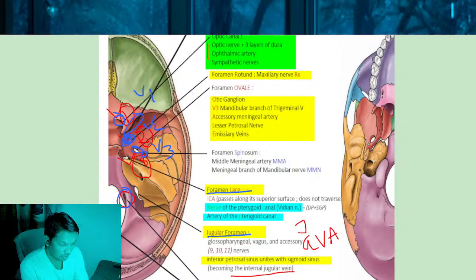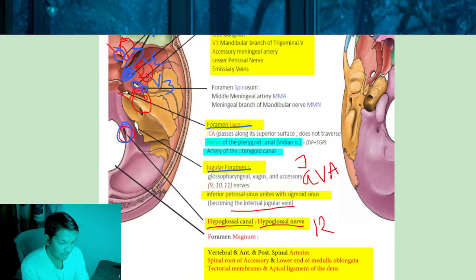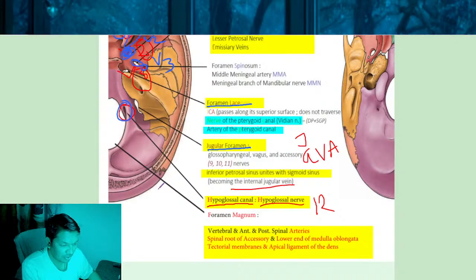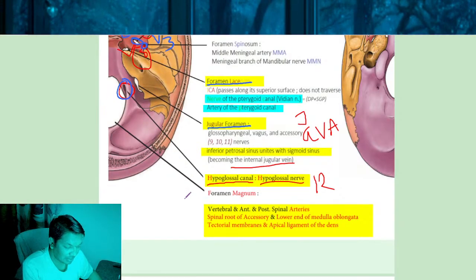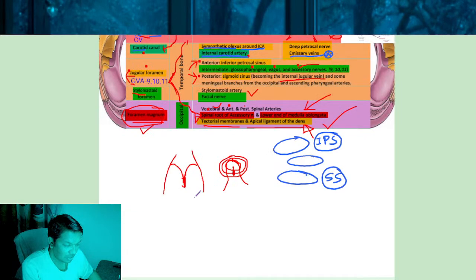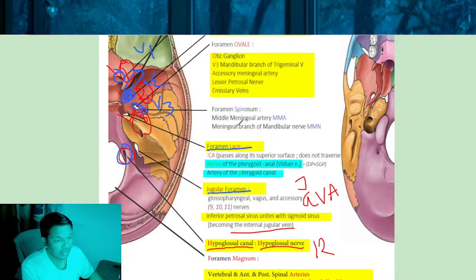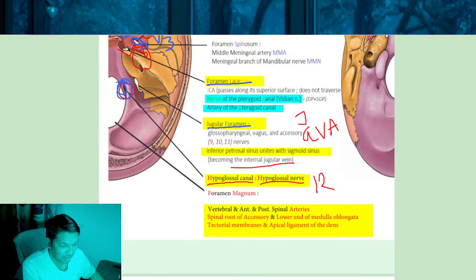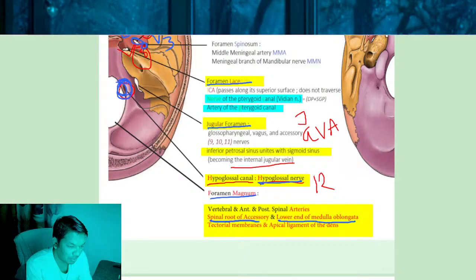Then the stylomastoid foramen, and the internal acoustic meatus, which contains the vestibulocochlear nerve; we didn't read that. The stylomastoid foramen contains the stylomastoid artery and facial nerve. Here we have the hypoglossal canal, which contains the hypoglossal nerve. Foramen magnum has the lower end of the medulla oblongata, spinal root of the accessory nerve, vertebral artery, anterior and posterior spinal arteries, tectorial membrane, and apical ligament.